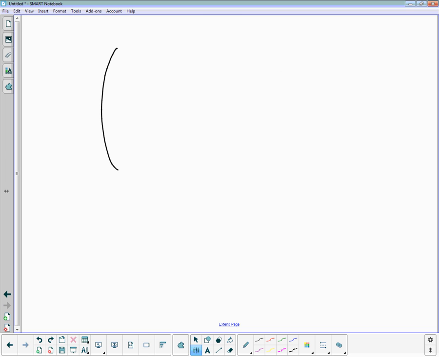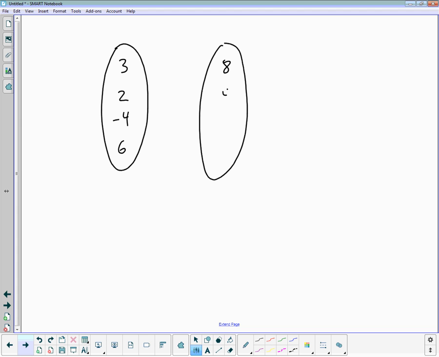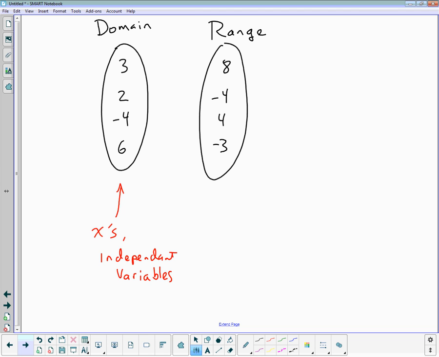So, just to get some vocabulary in here. This is what is called my domain and the range. These are your x's. These are your independent variables. These are your y's. These are your dependent variables.